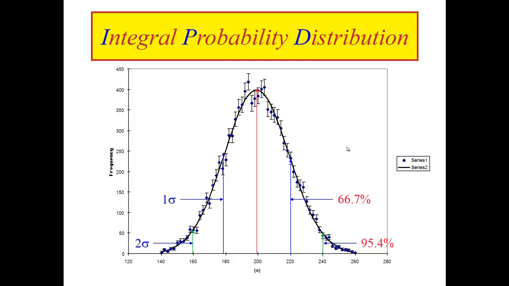So just to show you what the results are when you do those kinds of calculations, you've probably seen these before in a previous class, but the integrated probability within 1 sigma on either side of the mean is 2/3, 66.7%. If you go out one more standard deviation, you get 95.4%.